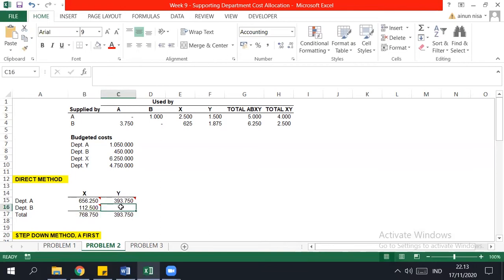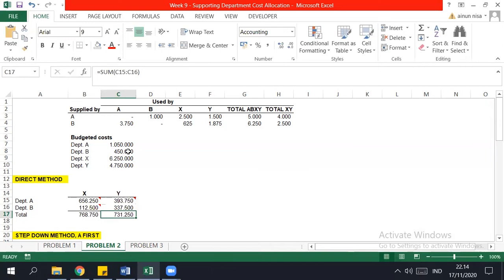While for Department Y, it is 1,875, or the usage of Department Y divided by the total usage of Department X and Y, which is 2,500, multiplied by the cost of Department B, which is 450,000. Okay, and don't forget you have to sum the cost of each department.